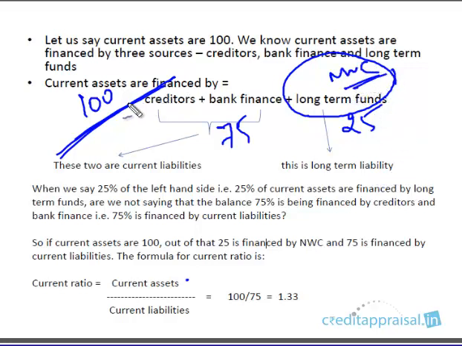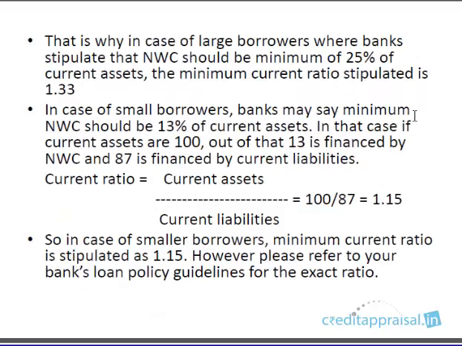NWC is the portion of current assets. What is 25? 25% of the current assets are being financed by long-term funds. So what is NWC? The portion of current assets that is financed from the long-term sources is NWC, right? So this is for a small borrower. Maybe your bank might have a different benchmark ratio. Usually it is 1.15 for small borrowers, where we stipulate 30% of the current assets.